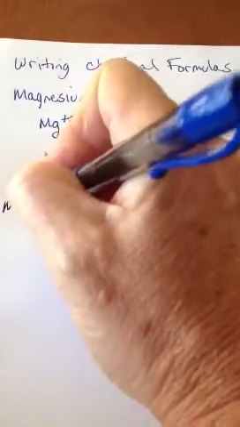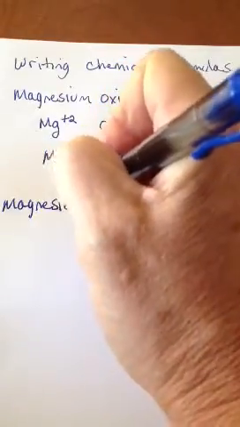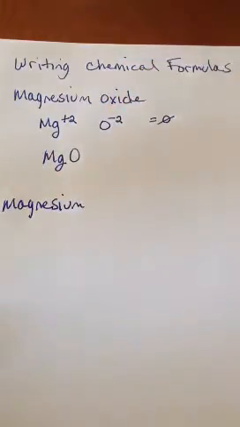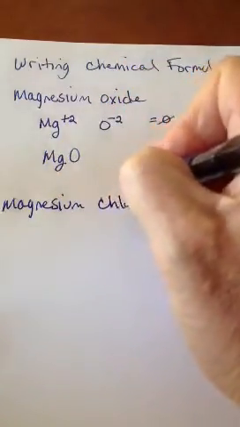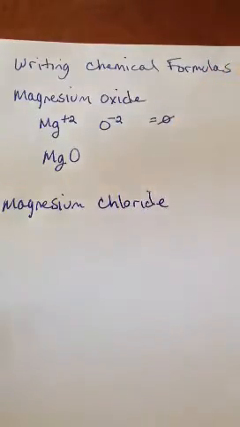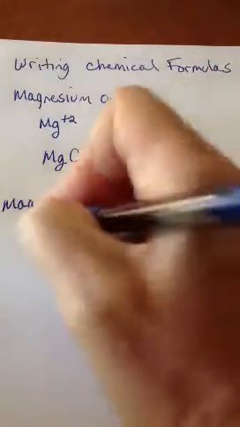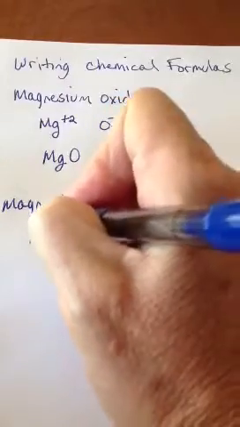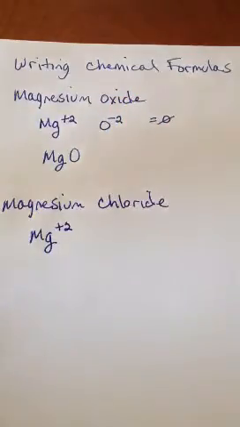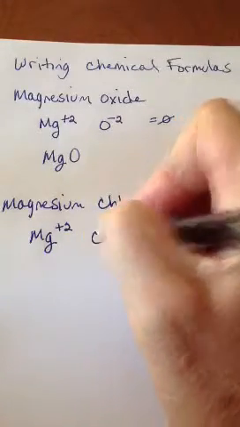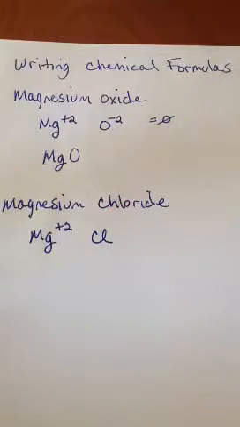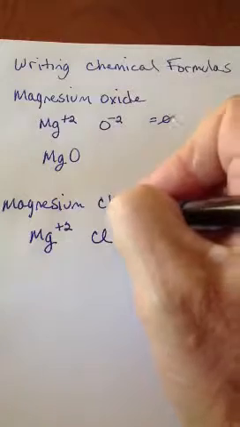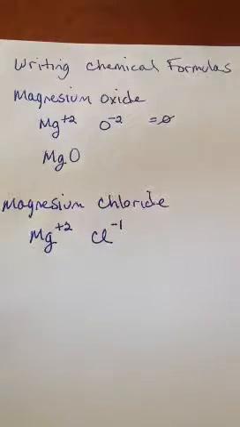So let's do an example. We'll use magnesium again, where it doesn't equal 0. So let's say magnesium chloride. Magnesium, we said, symbol Mg, charge positive 2. And chloride refers to chlorine, Cl, and Cl is found in group 7, so our charge is negative 1.